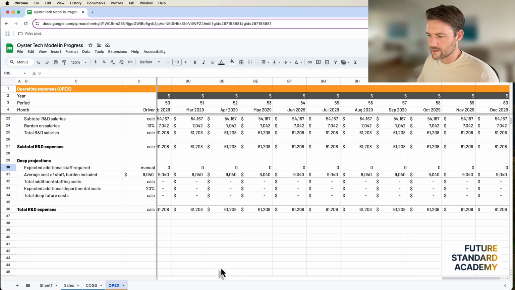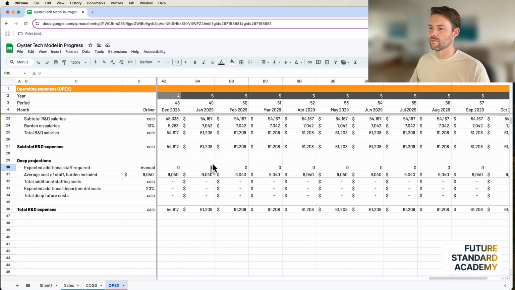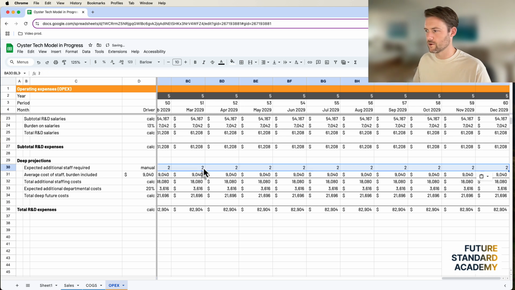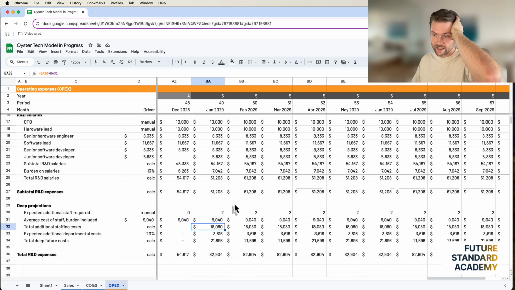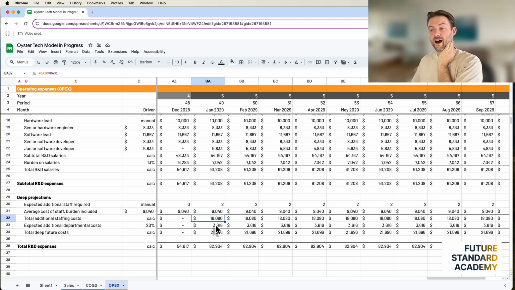But what would happen is, say, in year 5, maybe there's like 2 more people we know are going to need to be added. The average cost of that person who is going to be a team member, but we don't know who they are, is $9,000 a month. Means $18,000 in additional staffing costs that we can't budget specifically for a specific hire. And then there's additional departmental costs, which are reflective of the things that those 2 people would need to do, or the budget that they would spend to do their jobs.